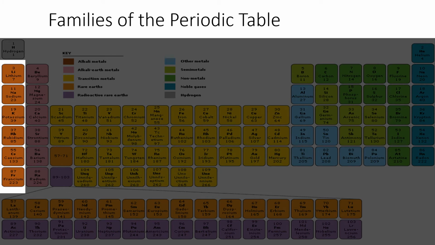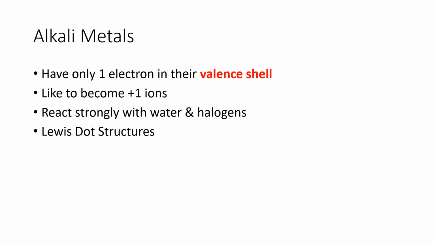So the first one is the first column except for hydrogen, okay? Hydrogen's not a part of this. These are the alkali metals. Alkali metals have only 1 electron in their valence shell. They're going to become 1+ ions. They react strongly with water and halogens, and they all have the following Lewis dot structure.